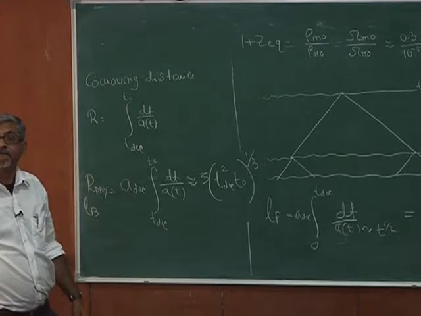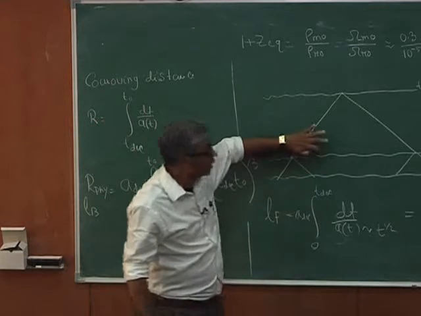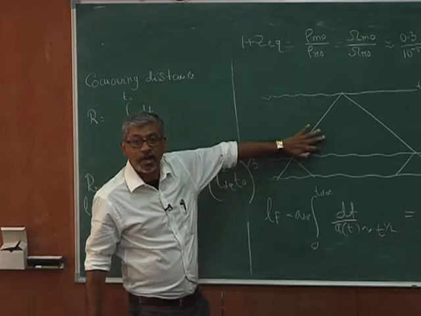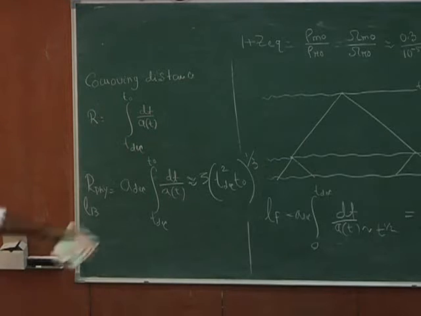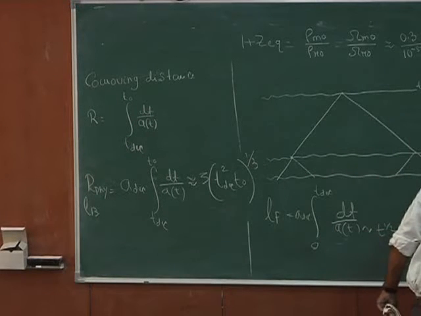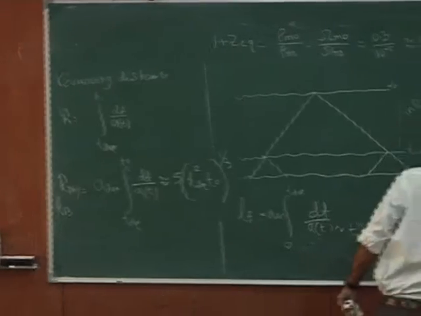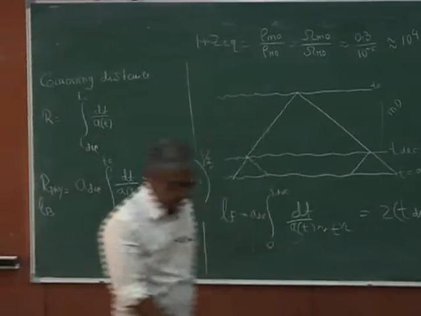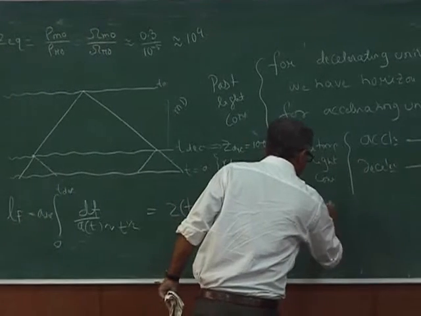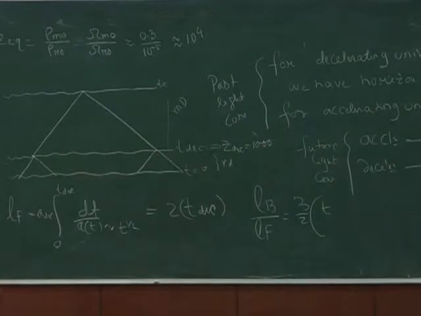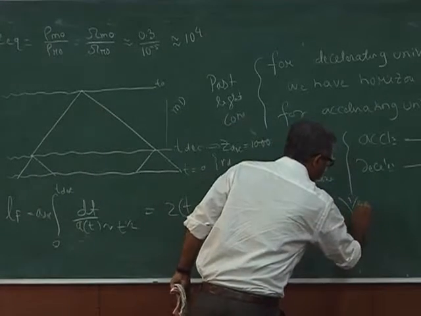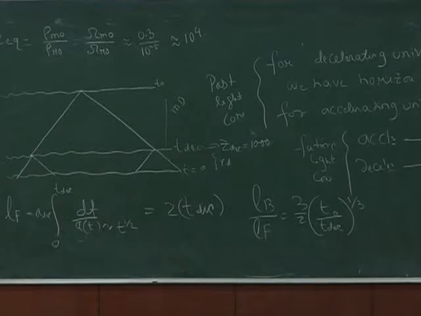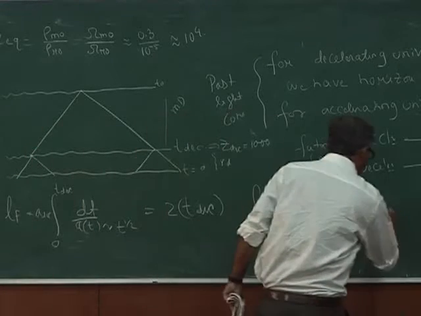Sir, we need the scale factor at t equal to 0. No, I am calculating it here. I am calculating what is the size that I go from here to here. Okay. So if I calculate now L_B by L_F, this comes out to be 3 by 2 times (T0 by T decoupling) to the power 1/3, and if I put T0 roughly around 10 billion years and T decoupling around 400,000 years, these numbers will be roughly around 70.